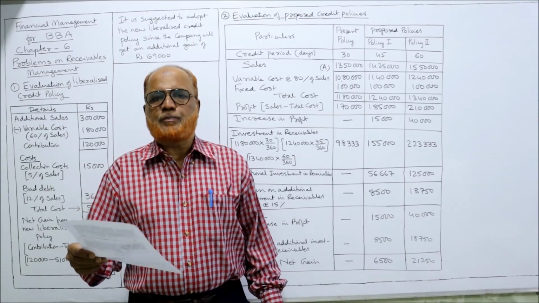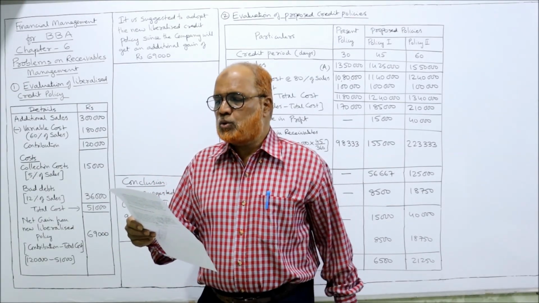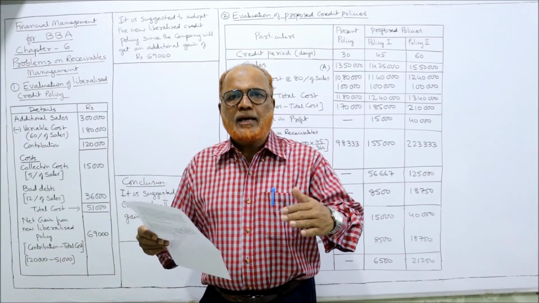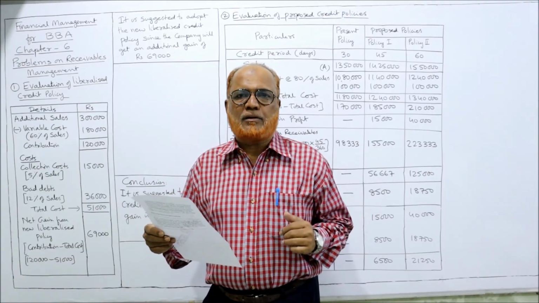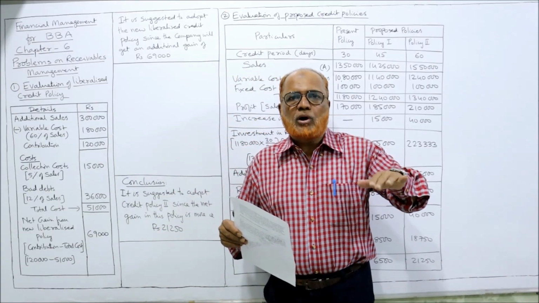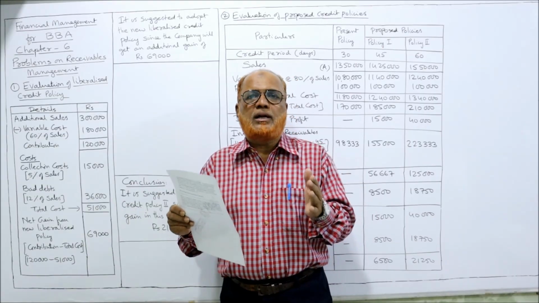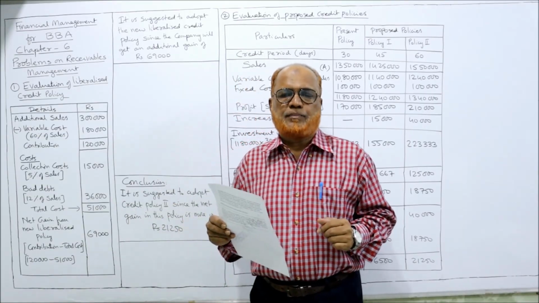Come on, see the first problem. A firm decides to liberalize credit to increase sales. Liberalize means lengthening the credit period. For example, presently the credit period allowed is 1 month. They want to increase it to either 2 months or 3 months. That is called liberalizing the credit period.